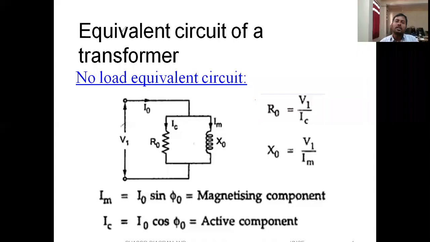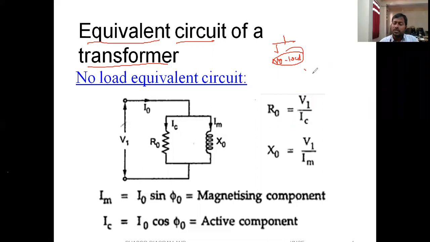So in this video, I cover the equivalent circuit of a transformer. In the equivalent circuit of a transformer, first of all, let us discuss no load. So, the no load equivalent circuit of a transformer.